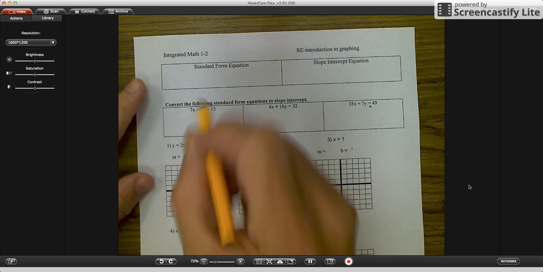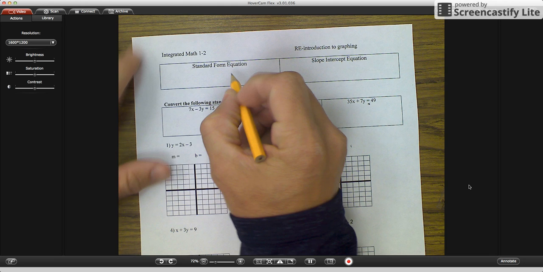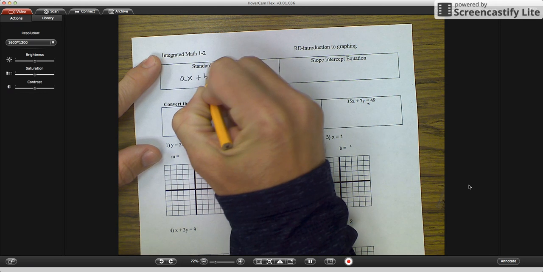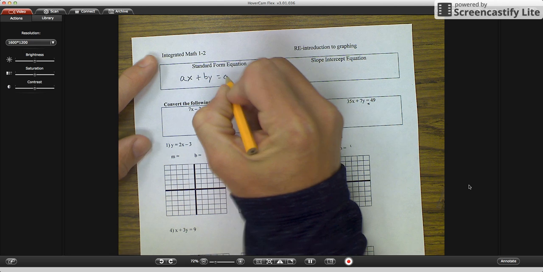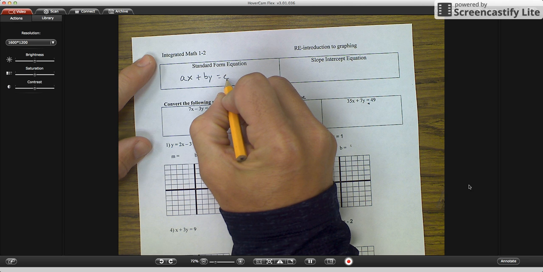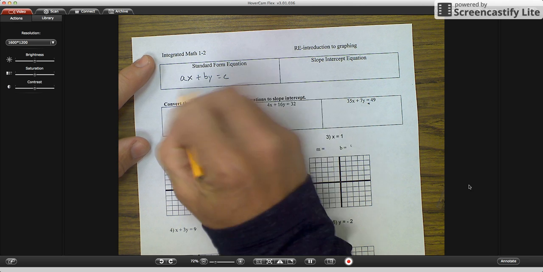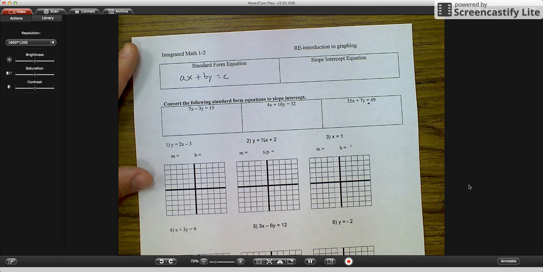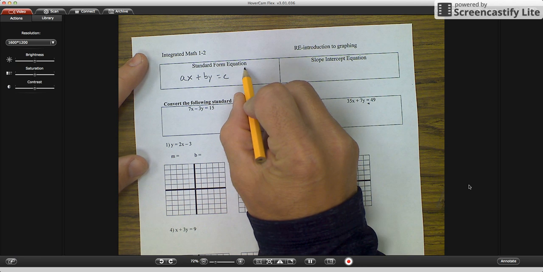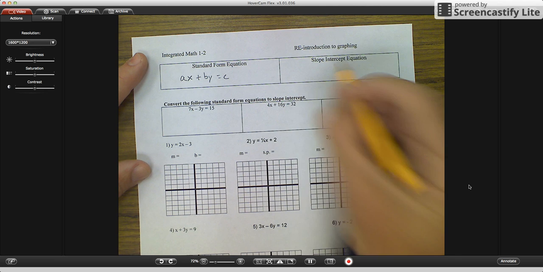So again, we need to remember what the standard form equation is. The standard form equation is ax plus by is equal to c. And again, a is a coefficient, b is a number, and c is a number. That's called standard form equation, and it's pretty tough to graph from a standard form equation. So we're always able to take a standard form equation and convert it into a slope-intercept equation.